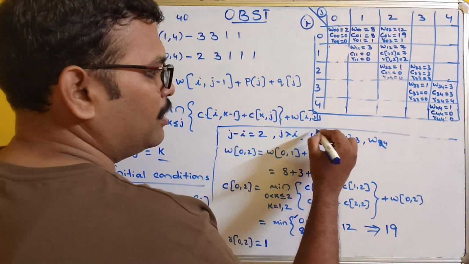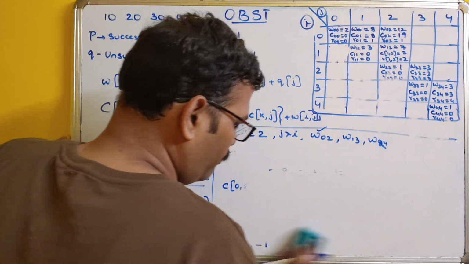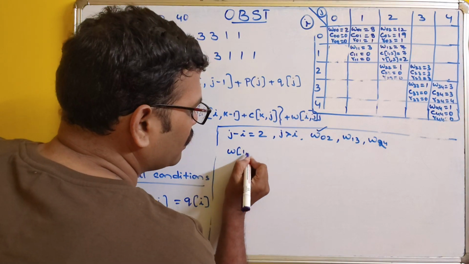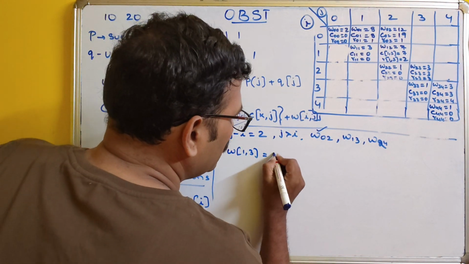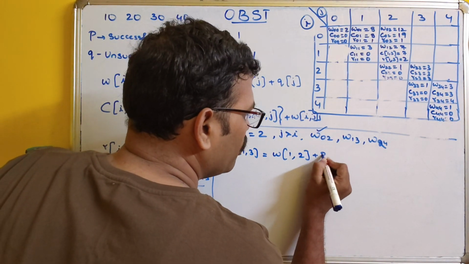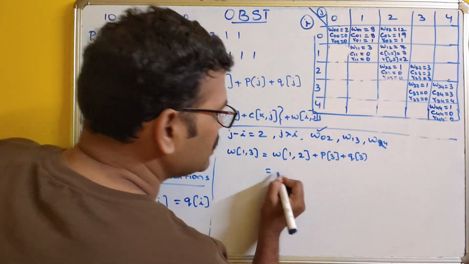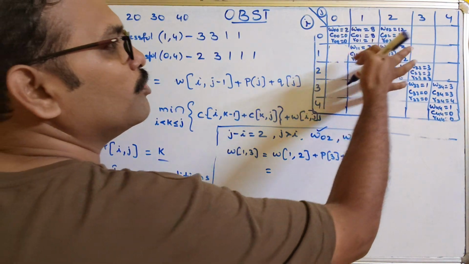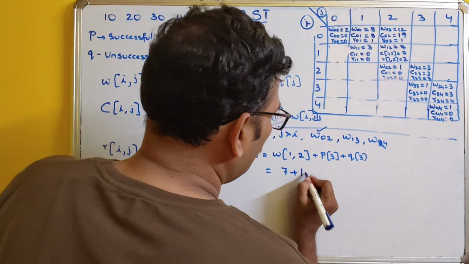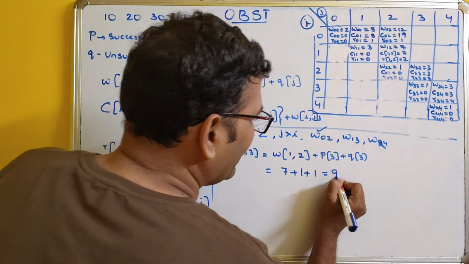Now that one is done, we have to calculate W of 1, 3. W of 1, 3 is equal to W of i, j minus 1, which is W of 1, 2, plus P of j, which is P of 3, plus Q of j, which is Q of 3. What is the value of W of 1, 2? It is 7, plus P of 3, which is 1, plus Q of 3, which is again 1. So that is nothing but 9.